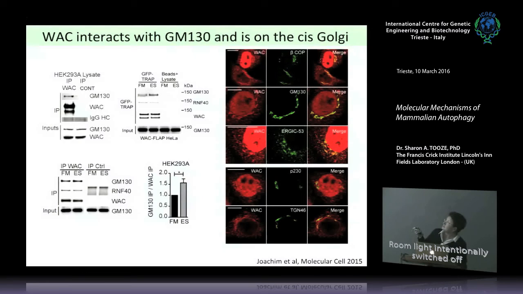under starvation conditions, where you see a very minor increase in the interaction of GM130 with WEC. WEC does localize with GM130, so this is the nuclear pool of WEC. This is the Golgi-associated pool. It co-localizes with early Golgi markers, but not with late Golgi markers. So this placed WEC on the Golgi membranes, as well as in the nucleus.